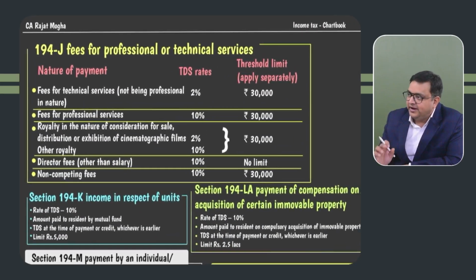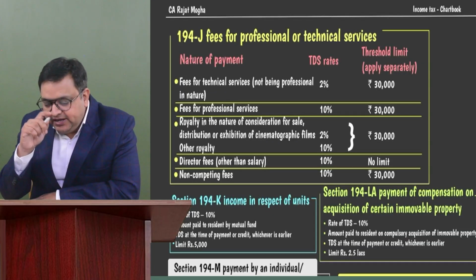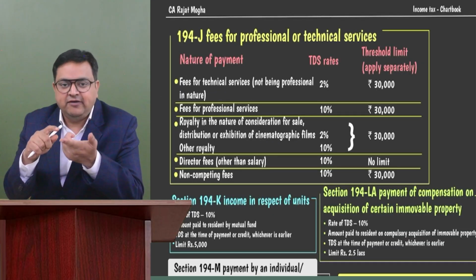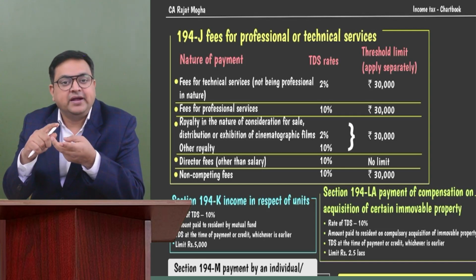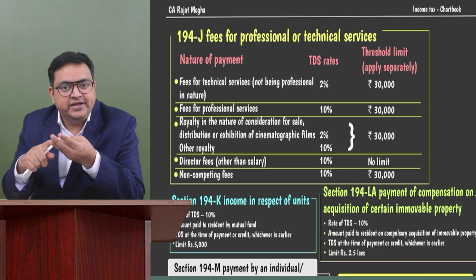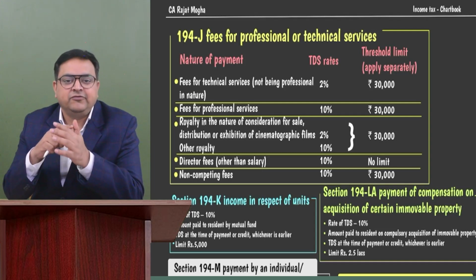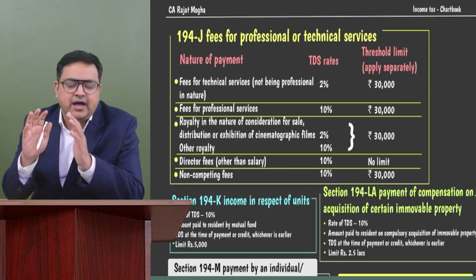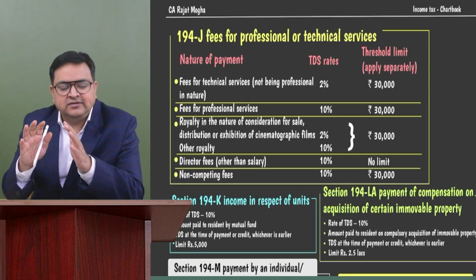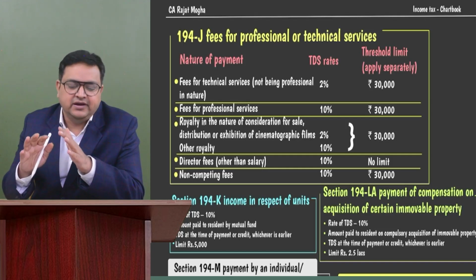194J, again quite an important section. 194J is quite an important section where TDS is deducted. There are five things over here. One, if you are paying for professional services, technical services, royalty, non-competing fees, or a company is paying director fees to their directors. On all these things, 194J is applicable. The rate of TDS is generally 10%, but there are also cases with a 2% rate.